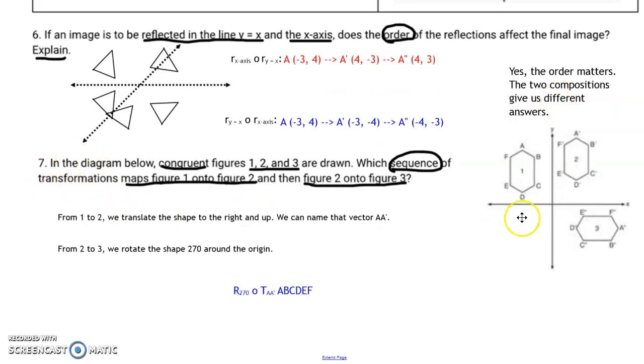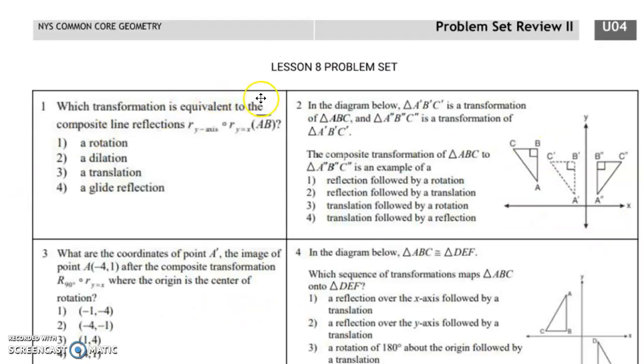And then for number 7, it asks us for a sequence of transformations that maps 1 onto 2 and then 2 onto 3. From 1 to 2, we slid it, and then from 2 to 3, we rotated it. But not rotated 90, rotated 270. It should look like this. All right, moving on to lesson 8 problem set. Pause the video, try these out, and then see if you get them right.